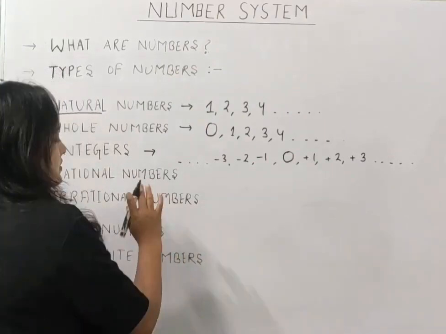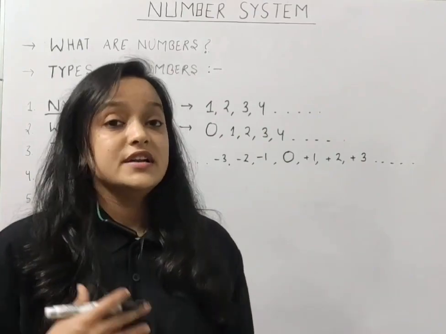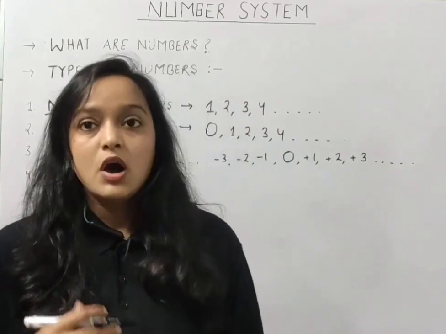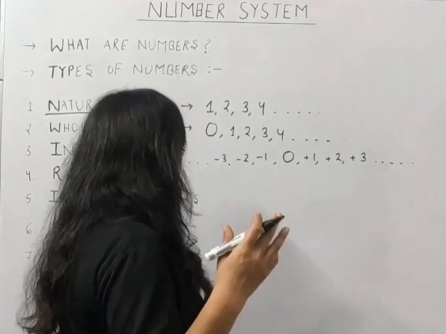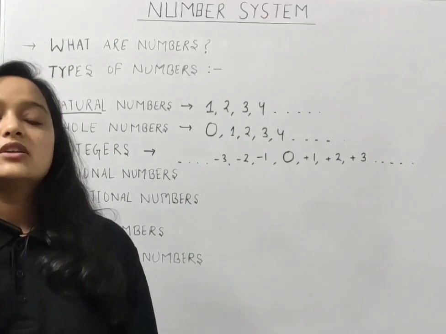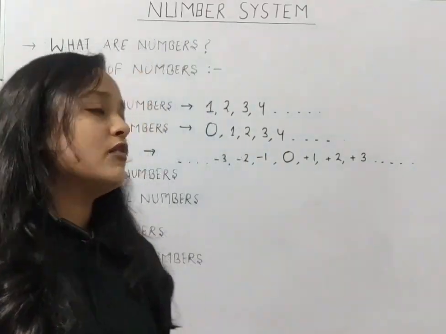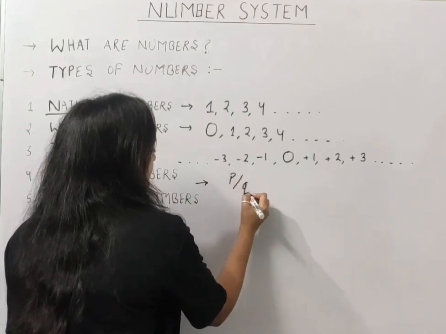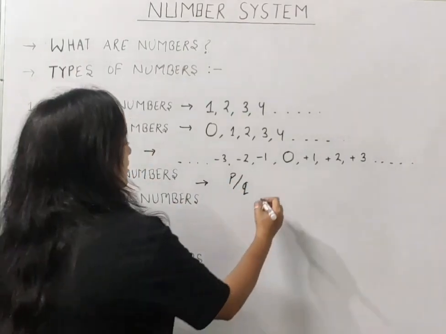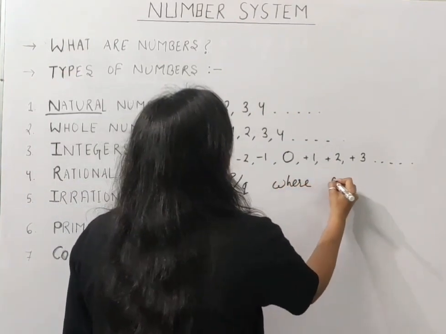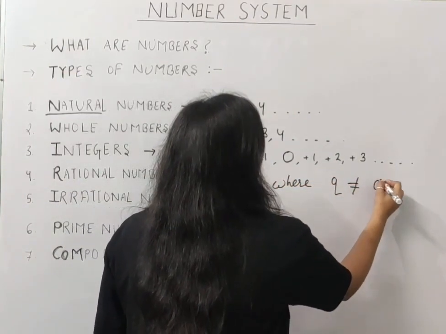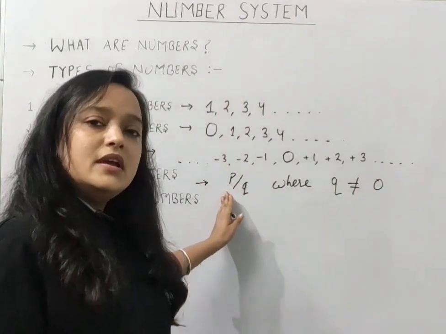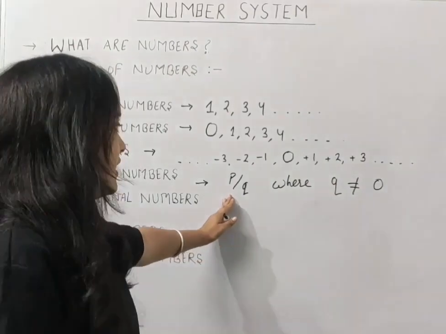Right? Now rational numbers. So what are rational numbers? Rational numbers are those numbers which are represented in the form of ratios. Also we can define it as: rational numbers are those numbers which can be written in the form of P upon Q, where Q is not equal to 0. If Q is 0, then the quantity does not exist in mathematics. Right?